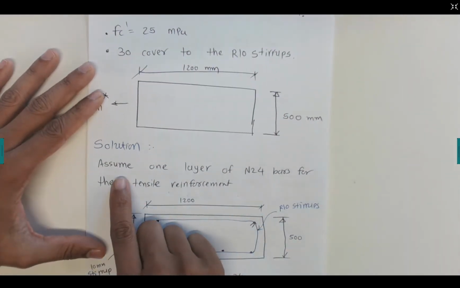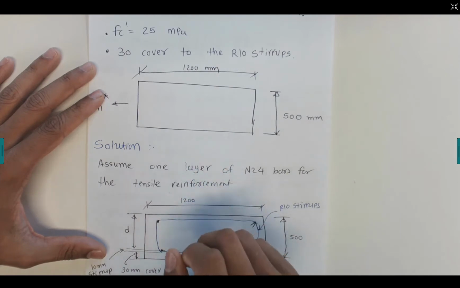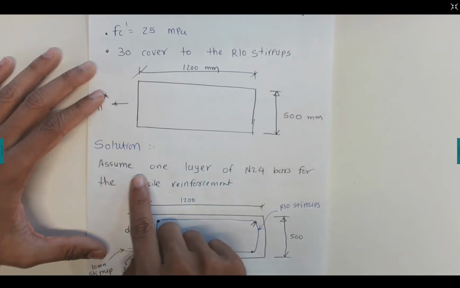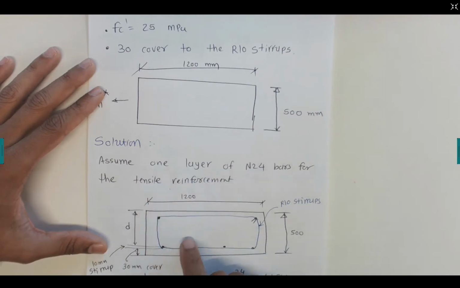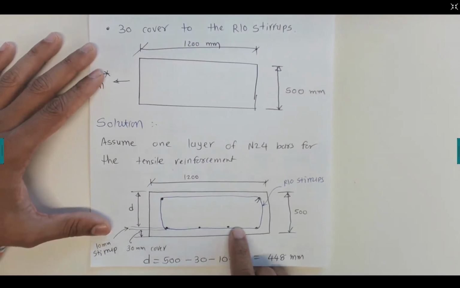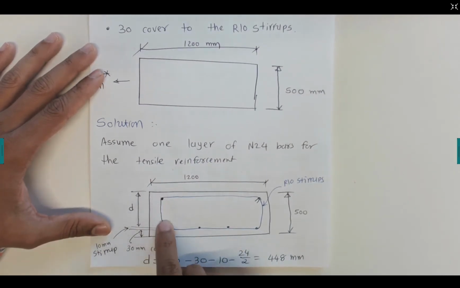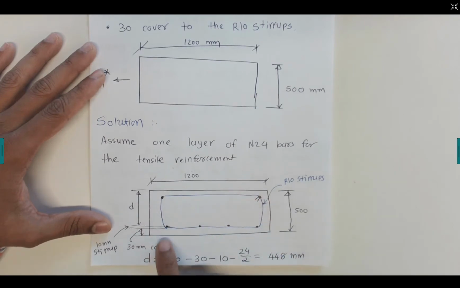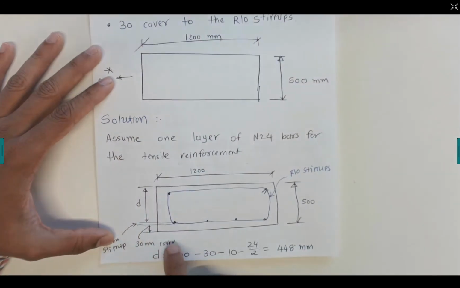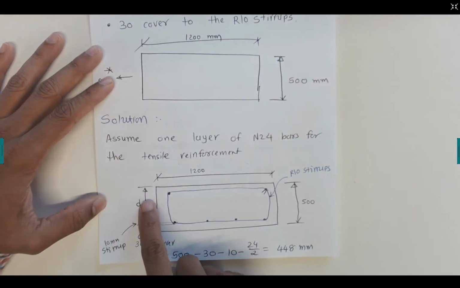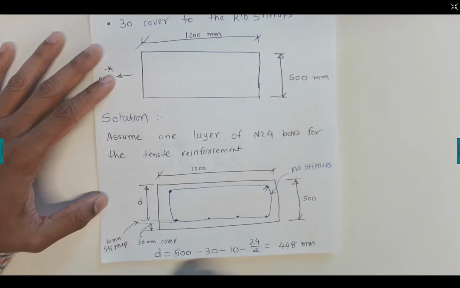Now we don't know what the size of the bar is, so a good starting point is to use N24 bars for the tensile reinforcement. So I use N24 bars here. The blue one is the R10 stirrups, and we have 30 millimeter cover given here, and 10 millimeter stirrups, and we need to calculate this depth d.